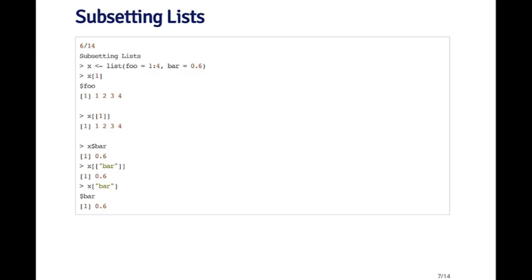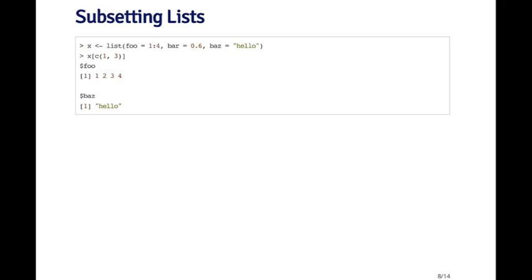So the nice thing about being able to subset an element using its name is that you don't have to remember where it is in the list. So if I couldn't remember whether bar was the first element or was the second element, I don't have to remember where it is in order to use the numeric index. I can just use its name, and then it will automatically extract that element from the list.